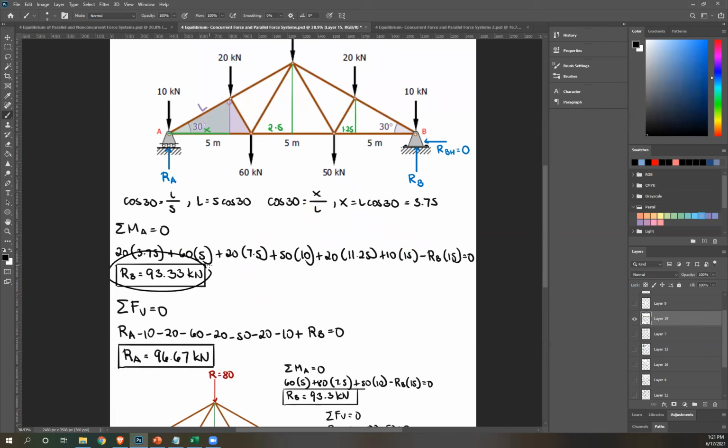And as you can see here, we're always assuming directions for reactions, okay? I assumed it's upward, this is positive, therefore correct assumption, okay? So that's why you're just gonna input 93.33. Solving for RA, you get 96.67, okay? So that's one way to solve for it.